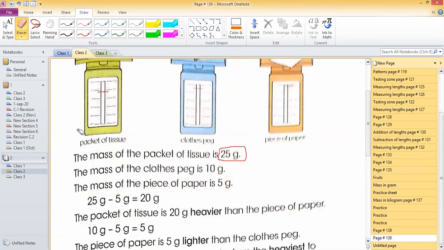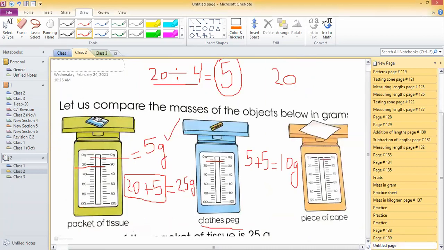So you can see here the mass of the cloth peg is 10 gram. Clear, guys? Yes. That's very good.